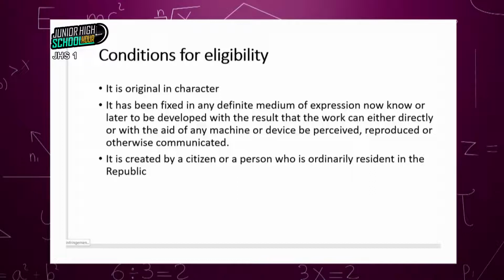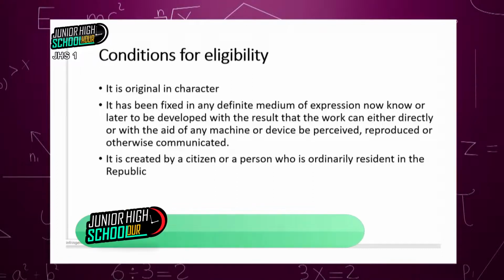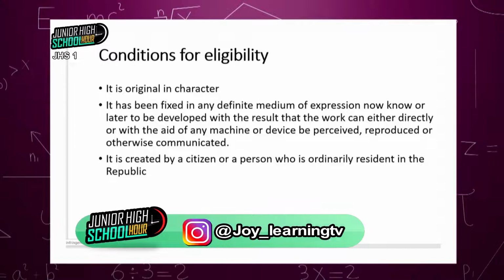Now, it should also be where it can later be reproduced or developed, with the result that the work can be perceived, either directly or with the aid of any machine or device. So if I have my work on a CD-ROM, what shows my work is on that CD-ROM? There might be nothing there. So there should be a medium or a device that can what?